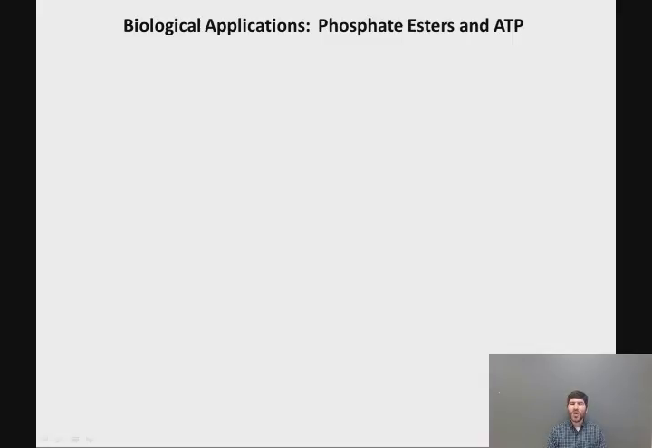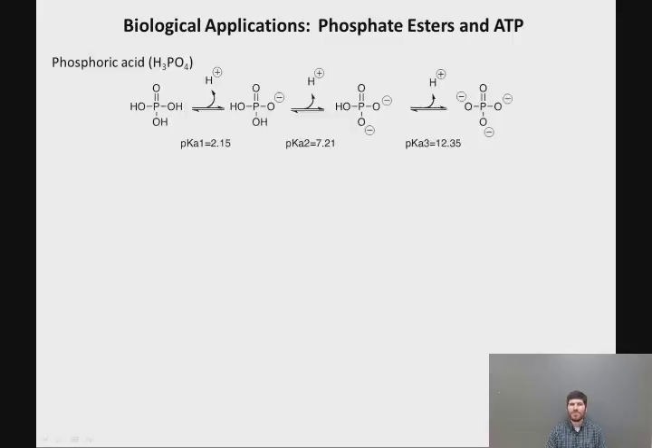So before I could talk any further about phosphate esters or ATP, we have to talk a little bit about phosphoric acid, because you may not always be carrying the chemistry of phosphoric acid in your back pocket with you. So phosphoric acid is a triprotic acid. So it's got a P double bond O and 3 OH groups on it. And the triprotic acid is, of course, going to have 3 different pKa values.